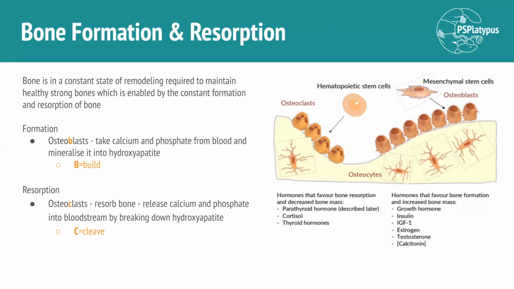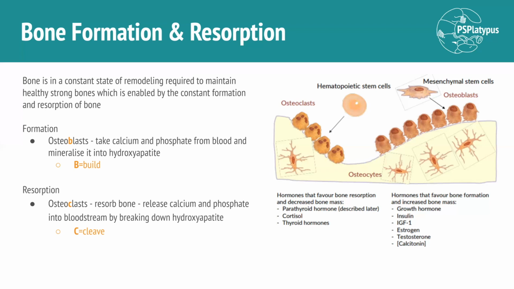A good way to remember this is that osteoblast is spelled with a B, and therefore B equals build, as opposed to its counterpart, our osteoclast, which acts to reabsorb bone by breaking down hydroxyapatite and releasing calcium and phosphate into the bloodstream. A good way to remember this is that osteoclast is spelled with a C, and C is for cleaving hydroxyapatite, or calcium and phosphate, off of the bones, or cleaving bone, breaking them down.